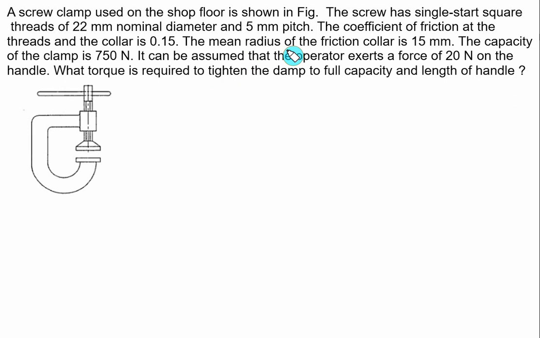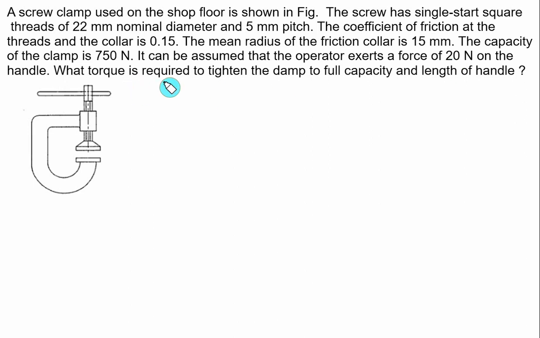The mean radius of the friction collar, that is this collar, is equal to 15 mm. Capacity of the clamp is 750 Newton. That is the maximum force we can exert due to clamping is 750 Newton. So that value you have to treat as W value for us. It can be assumed that the operator exerts a force of 20 Newton on the handle. So on this handle the operator can exert a force of 20 Newton.